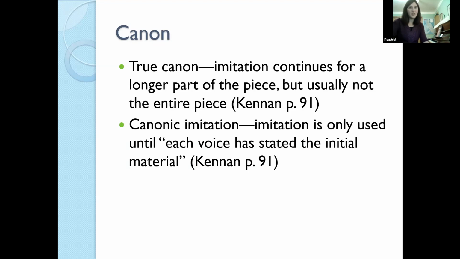Canonic imitation, in contrast to true canon, is where we have imitation that's used still, okay? But it's only used until each voice has stated the initial material. So maybe we have like 4 measures, maybe 2 measures long. But the idea is that the imitation is only used for a short amount of time. So the leader is going to state this material, then the follower is going to state that, and then that's it. That's all the imitation that we get. At least that's more extended, okay? But it's not going to probably just be a few notes. Otherwise, we would just call that regular imitation, okay?